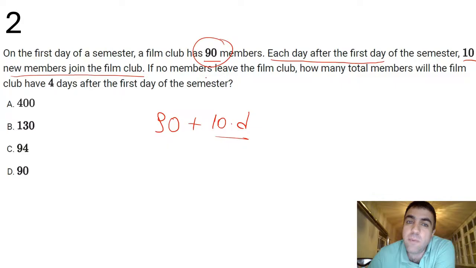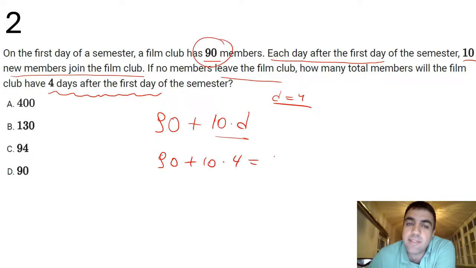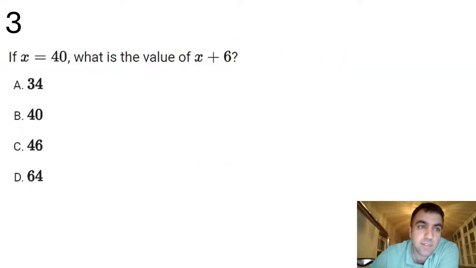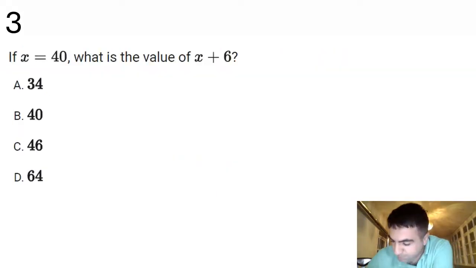If no members leave the film club, how many total members will the film club have 4 days after the first day? So D is equal to 4, right? Let's solve. 90 plus 10 times 4 is equal to 90 plus 40, and it is equal to 130. The correct answer is B. The third question.